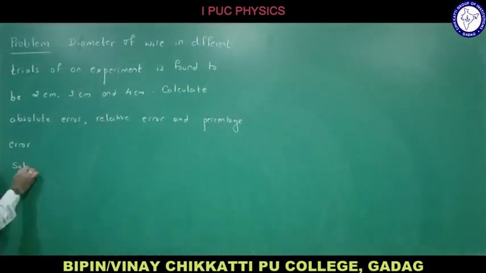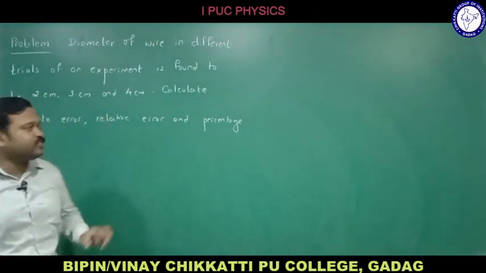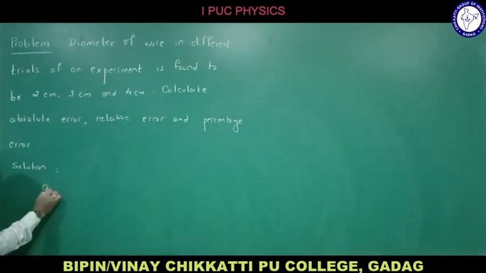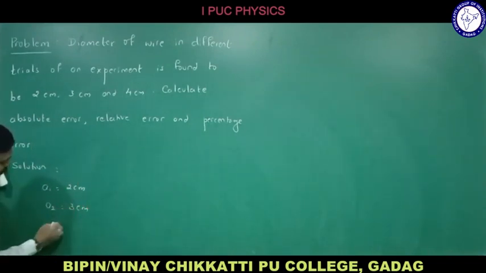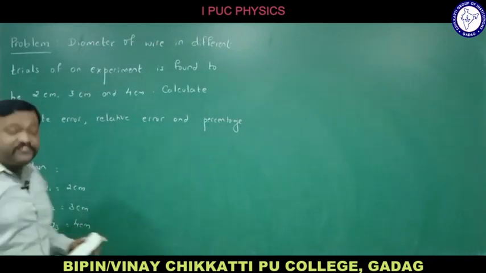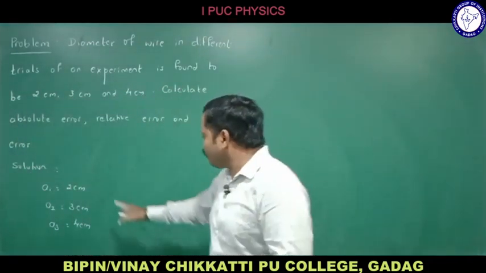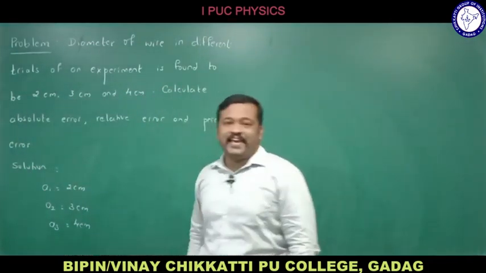Let me take the solution. How many trials did you take in this experiment? 3 trials. So what are those? Let me call the first reading A1, which is 2 centimeter. A2 is the second reading, 3 centimeter. A3 is 4 centimeter. So there are 3 trials: A1, A2 and A3.